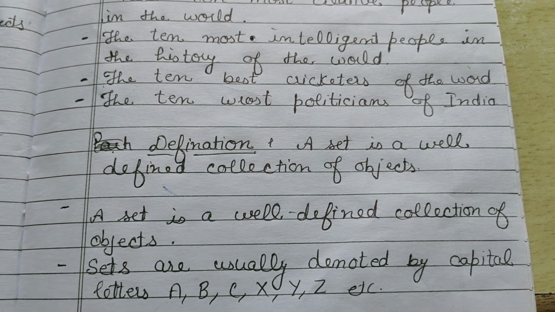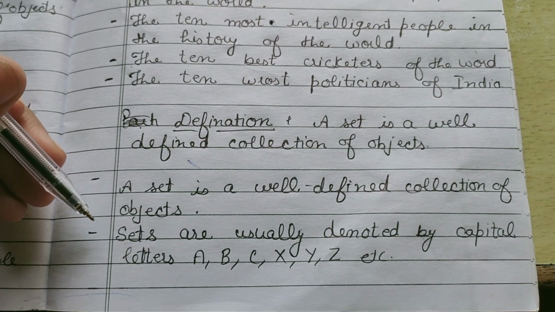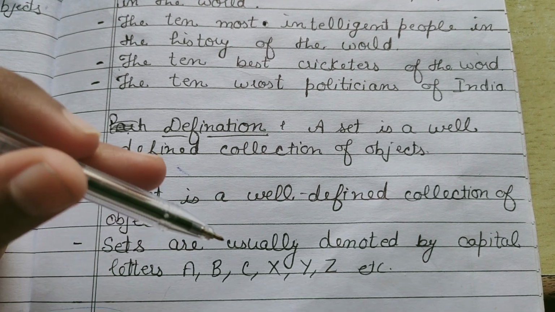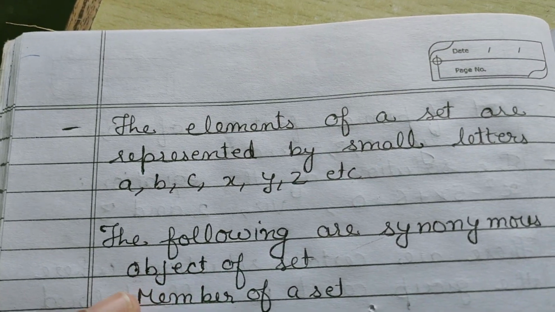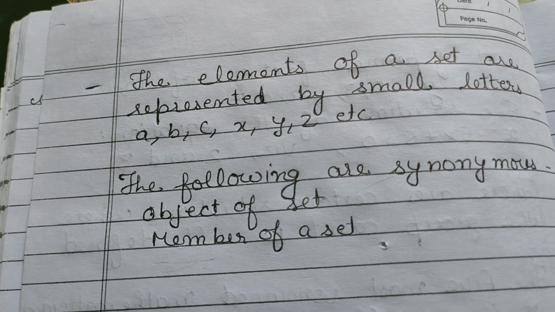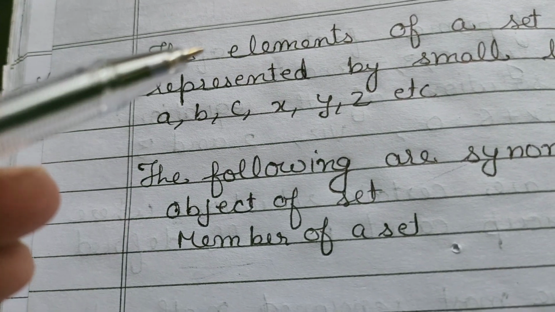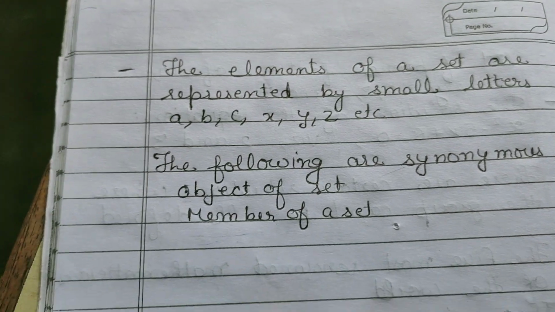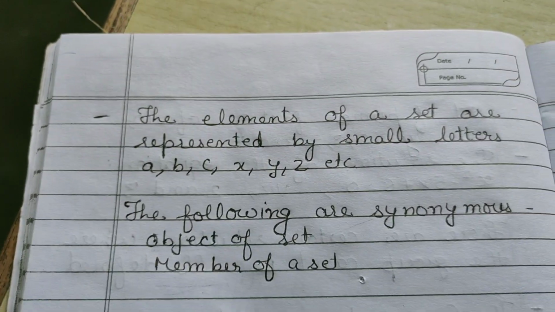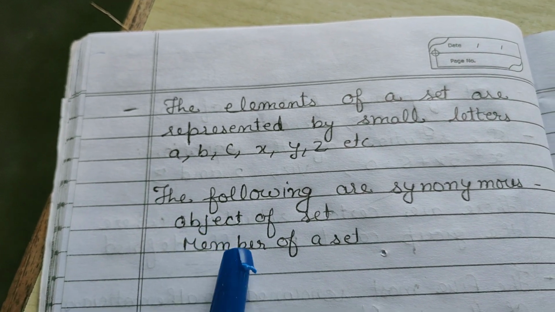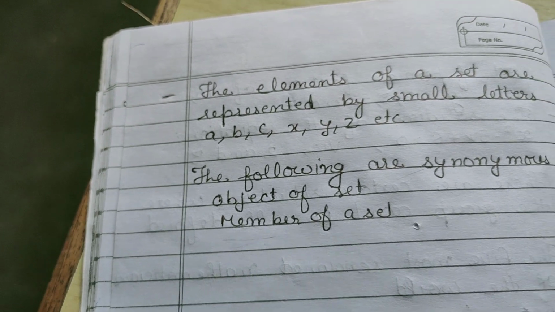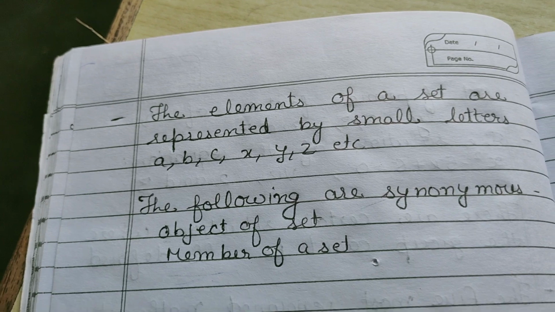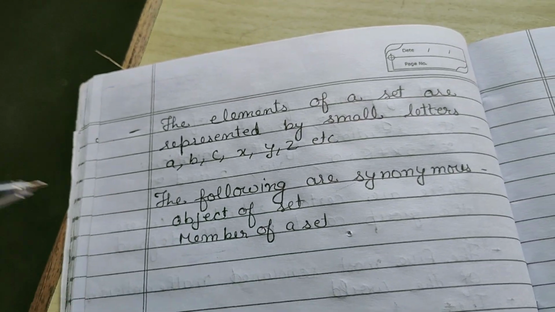This is very important: sets are usually denoted by capital letters, capital A, capital B, capital C, X, Y, etc. The elements of the sets are represented by small letters. Sets are represented by capital letters, and the elements of the sets are represented by small letters. Elements are also known by different names: element, object, and member. We can use the different words depending upon the situation.